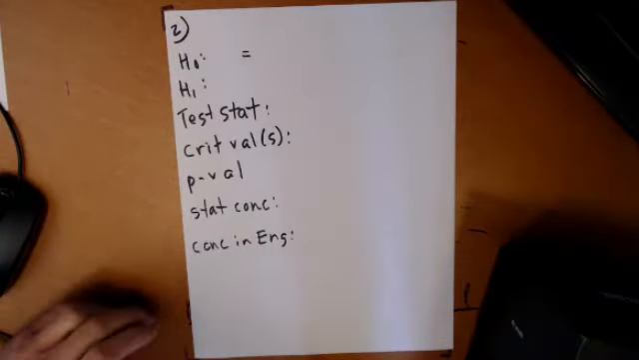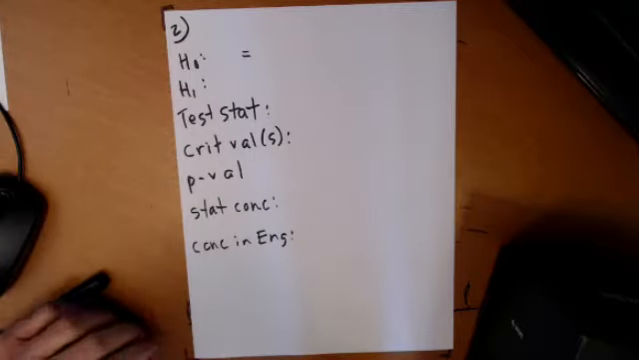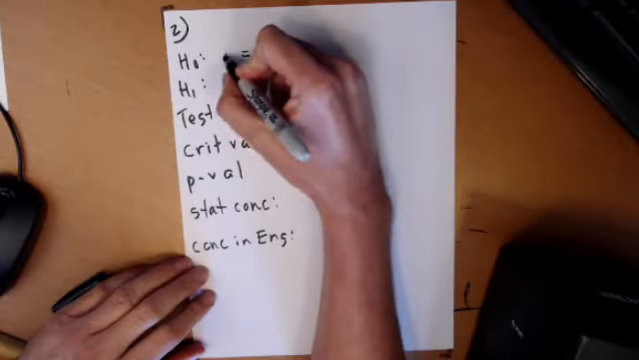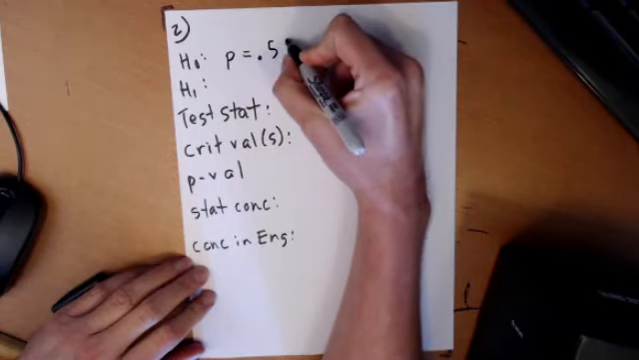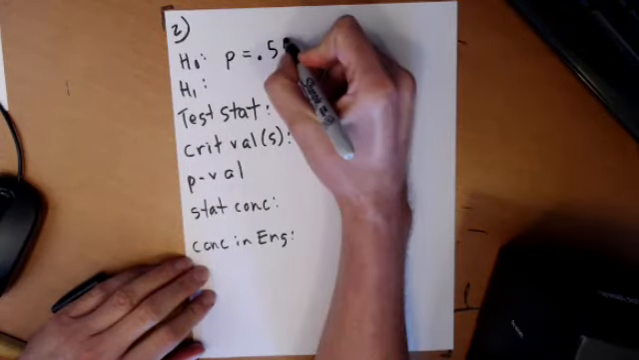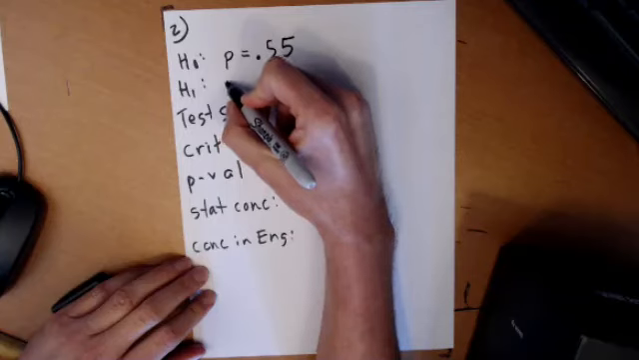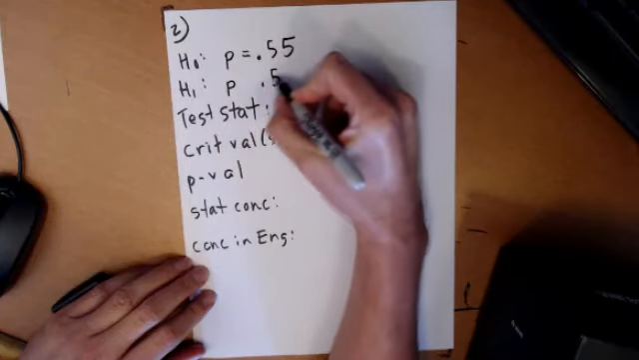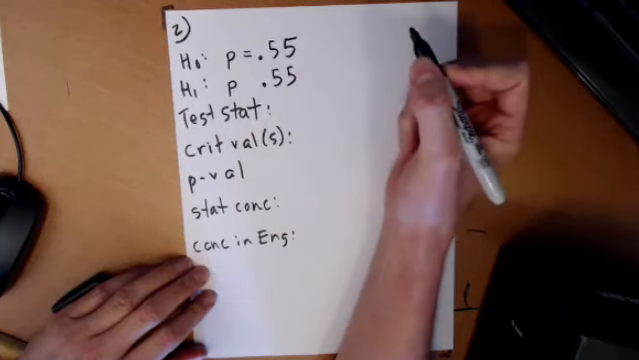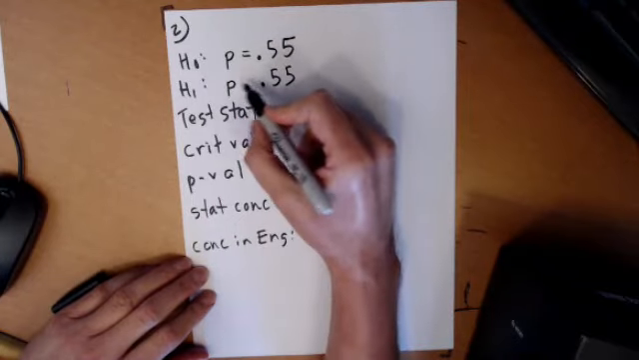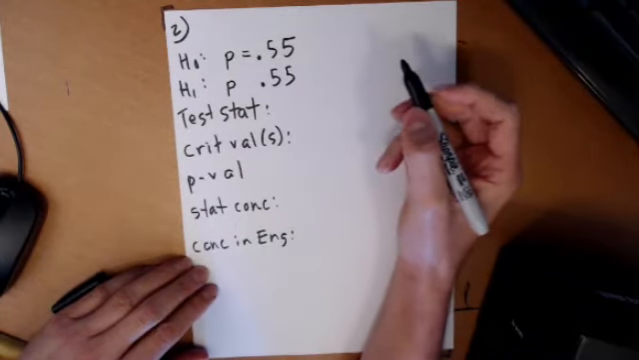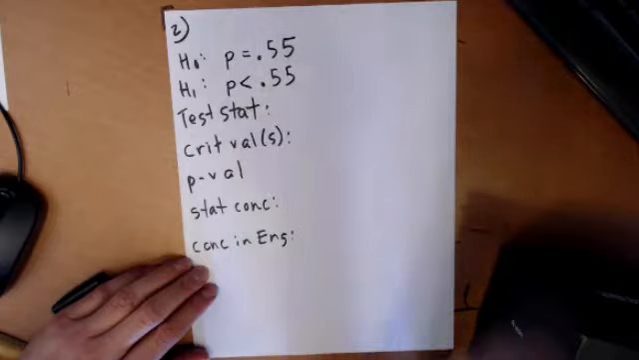Okay. So the newspaper claims 55%, so the null is P is equal to 0.55. Then the alternative looks very similar. The only difference is we need to change the symbol between the P and the 0.55: greater than, less than, or different. You think it's less.